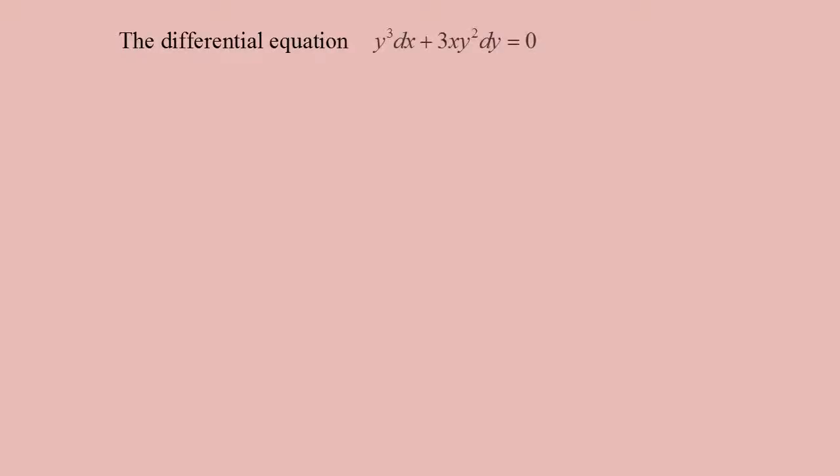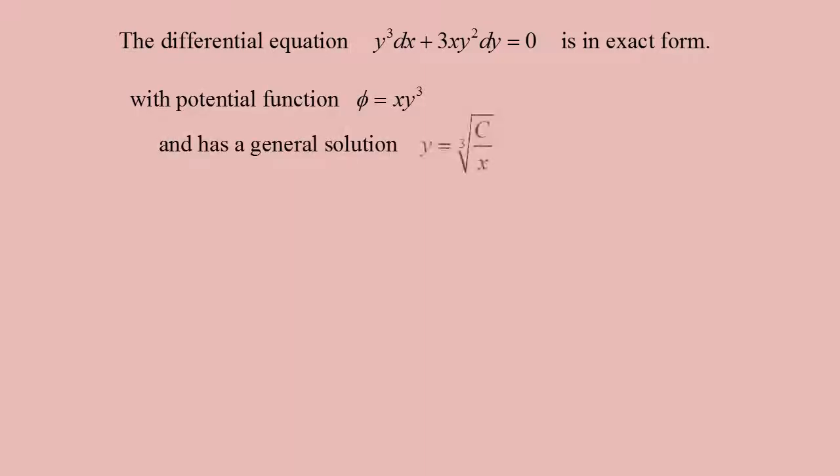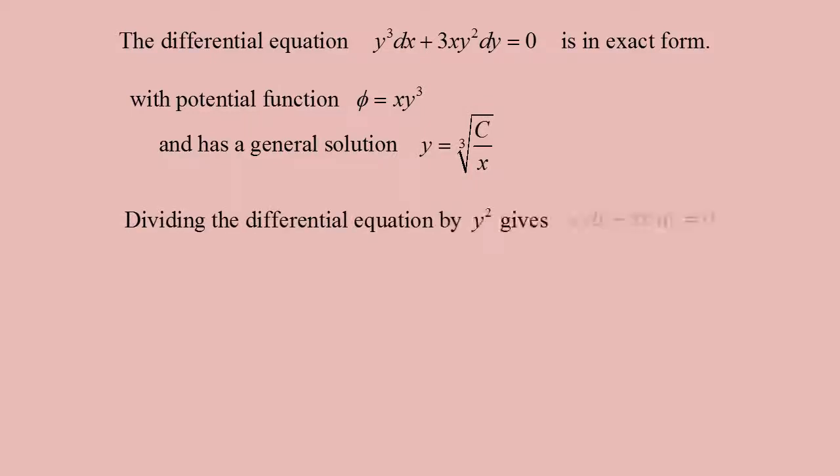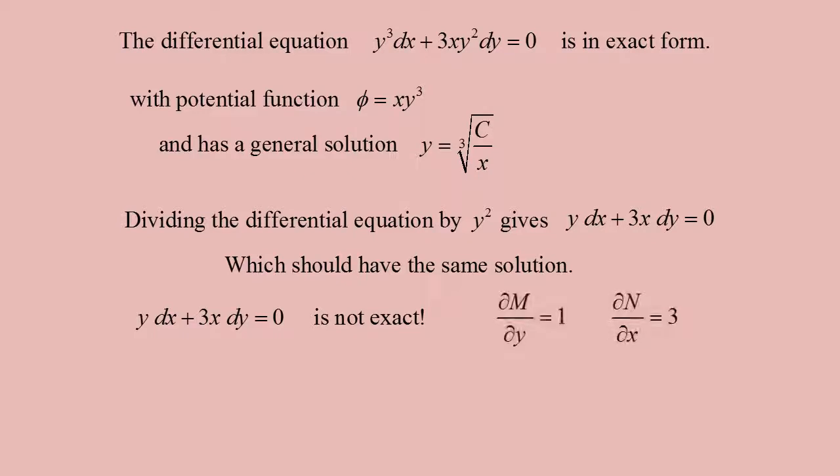Now here's a differential equation that's in exact form. You can check that. And here's its potential function and the solution. Now, if we divided that differential equation by y squared, it should have the same solution. But this is not in exact form, so we're not able to find the solution.